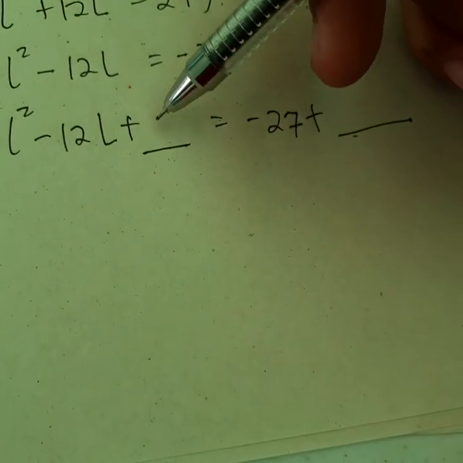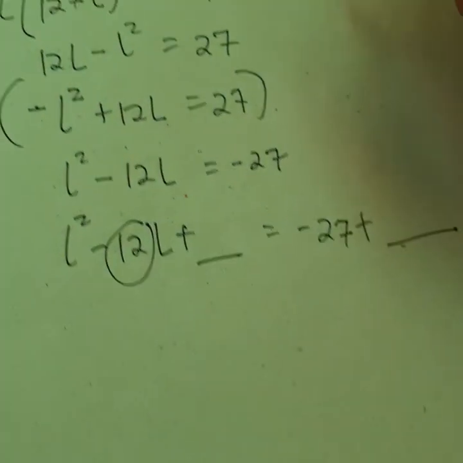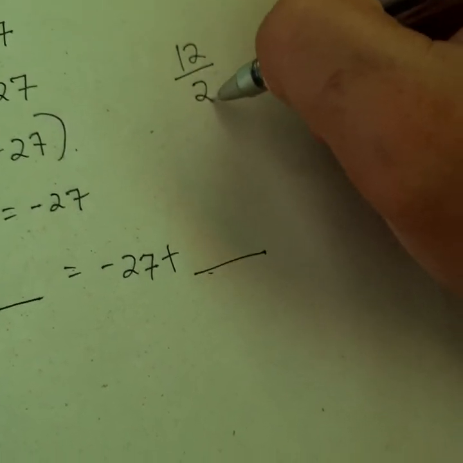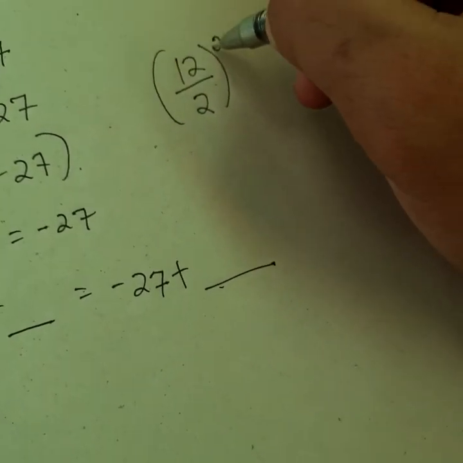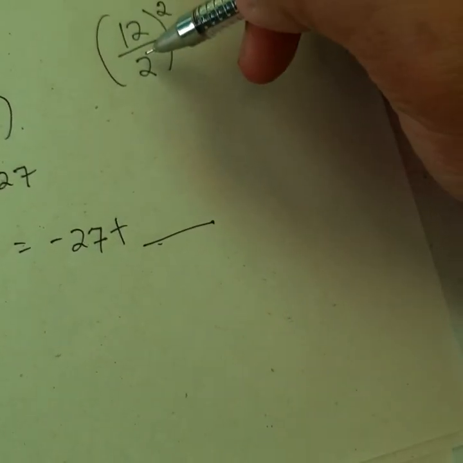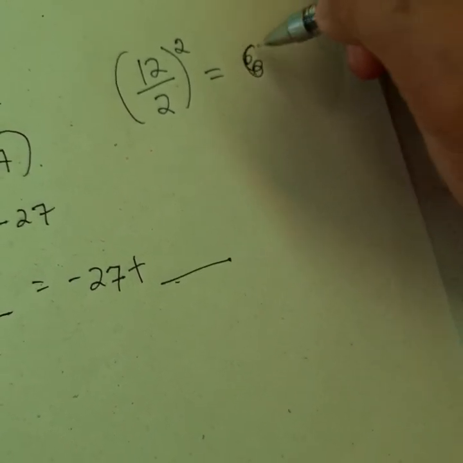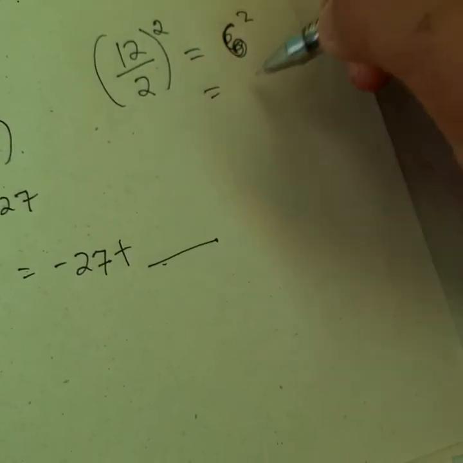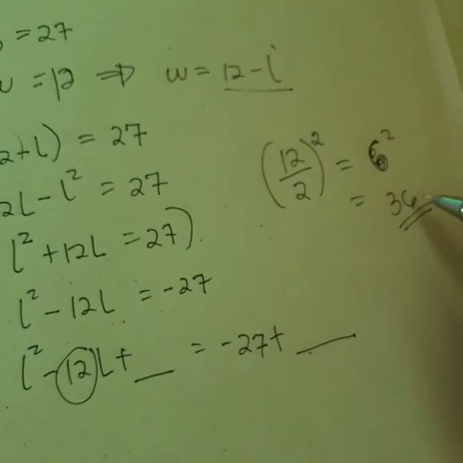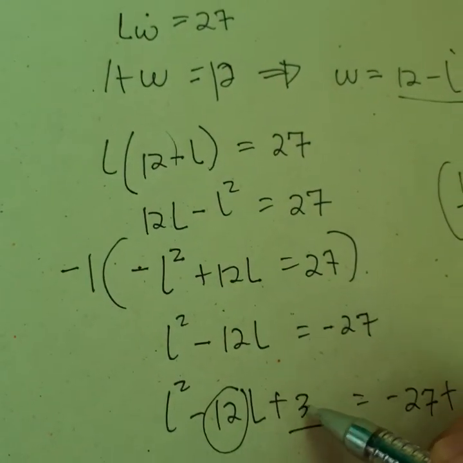How to find the value of blank? We're going to get the 12. So 12 divided by, how much do we divide by? 2, then square it. So we have 12 divided by 2 is 6. Then 6 squared is equal to 36. Therefore, what term we put in the blank is 36. So we have 36.